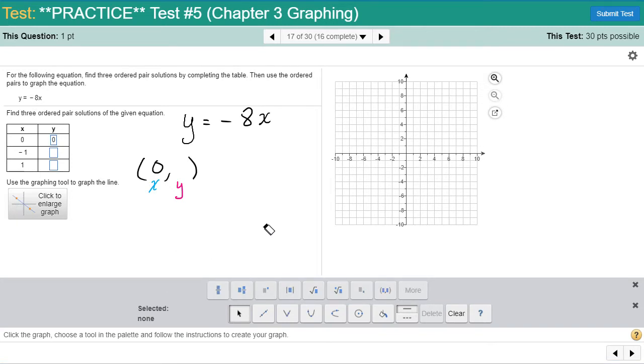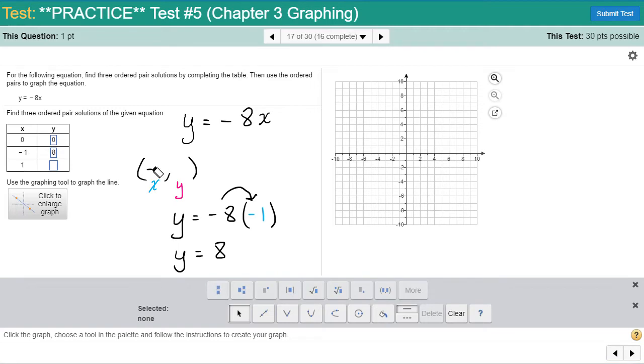Let's take a look at the second point here. The second point says let x be negative 1 and find the corresponding y value. So we have y is equal to negative 8 times x, but again we're going to let the x be negative 1. Clean this up and see what we get. So we have y is equal to negative 8 times negative 1 when we distribute. A negative times a negative is always positive, so our second ordered pair is negative 1, comma, positive 8.